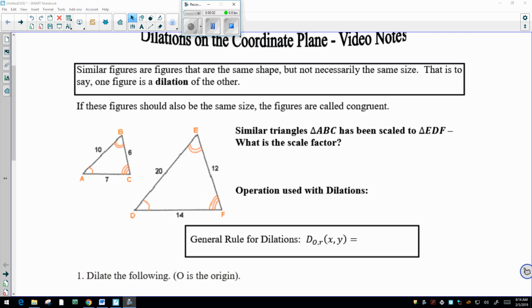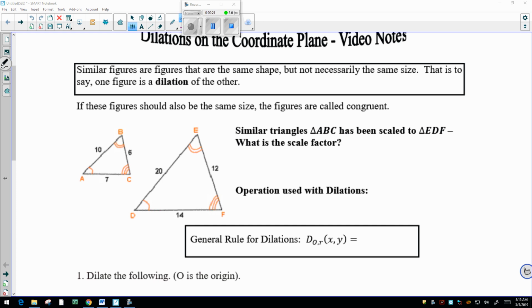So continuing our discussion with dilations and how we can transform figures, we're going to take a look at what happens when they're on the coordinate plane today. So maybe a little bit of a review. We know similar figures are figures that are in the same shape, but not necessarily the same size.